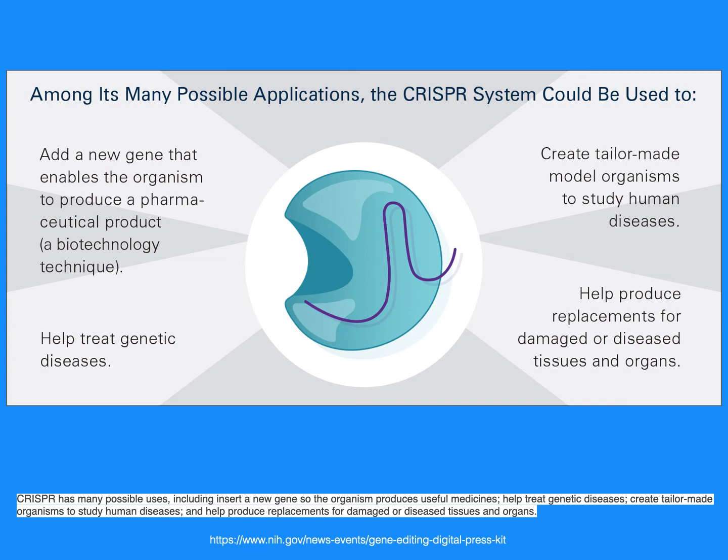CRISPR has many possible uses, including inserting a new gene so the organism produces useful medicines, helping treat genetic diseases, creating tailor-made organisms to study human diseases, and helping produce replacements for damaged or diseased tissues and organs.